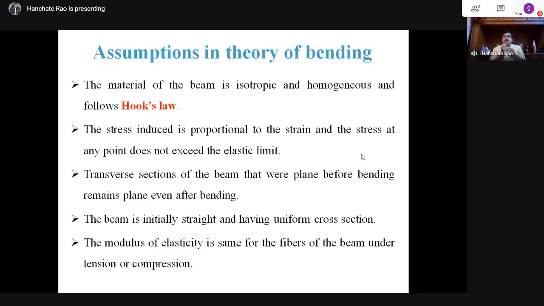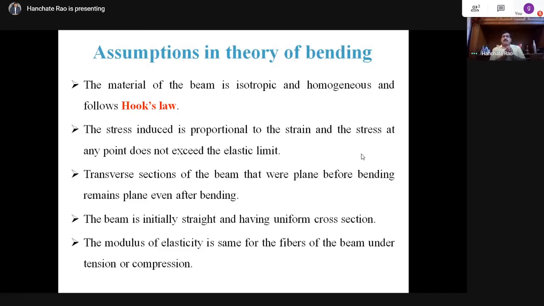Here we are assuming that the value of modulus of elasticity or Young's modulus is the same for the beam material in tension and compression also. Actually there may be different stress strain curves in tension and compression. For a given material, the Young's modulus may be different in tension and in compression. They may not be exactly the same.